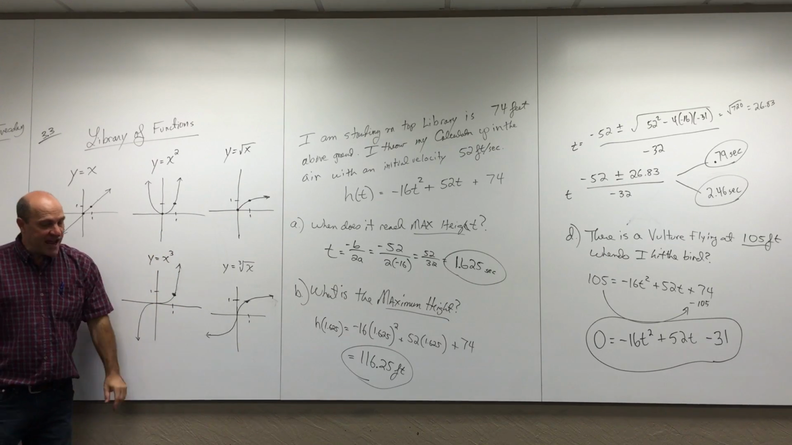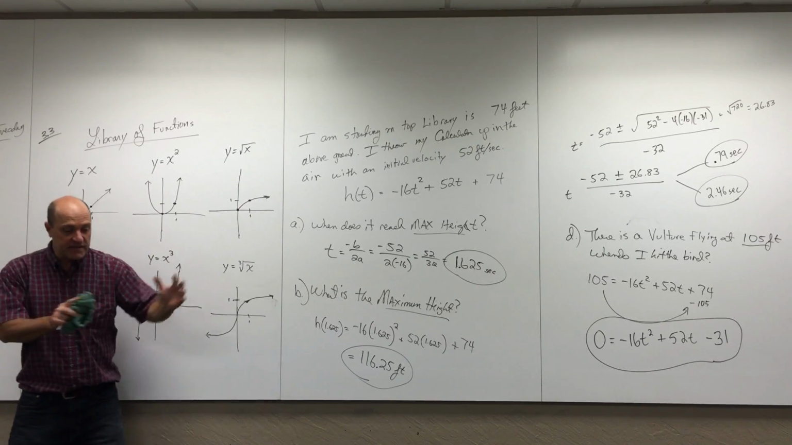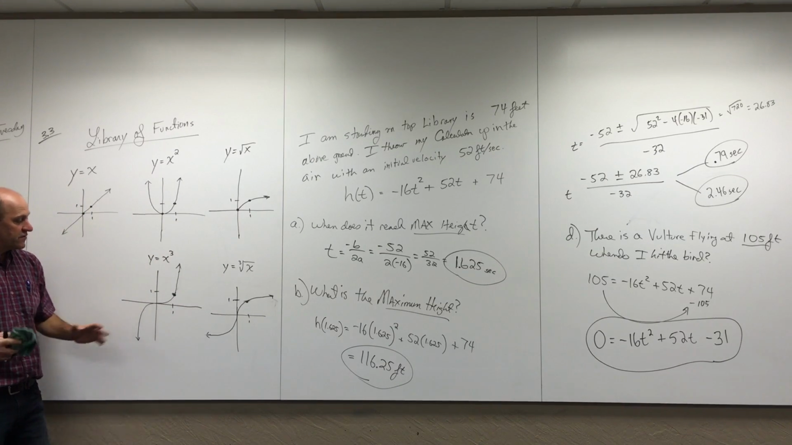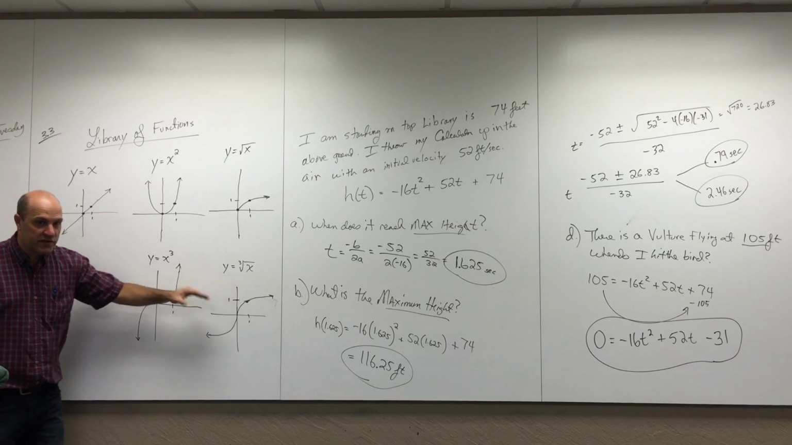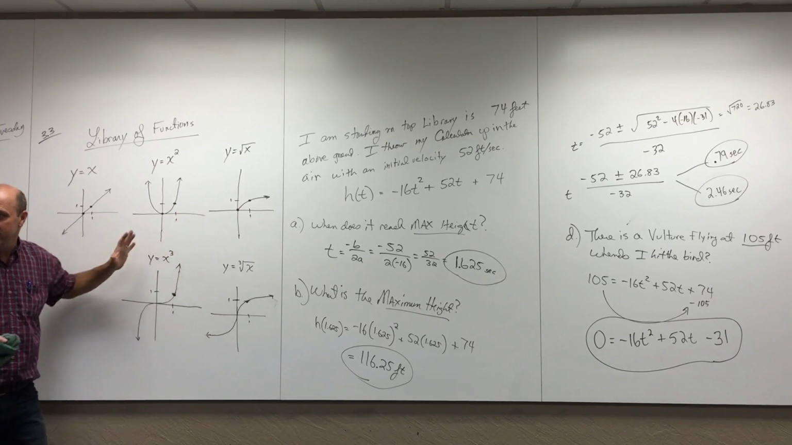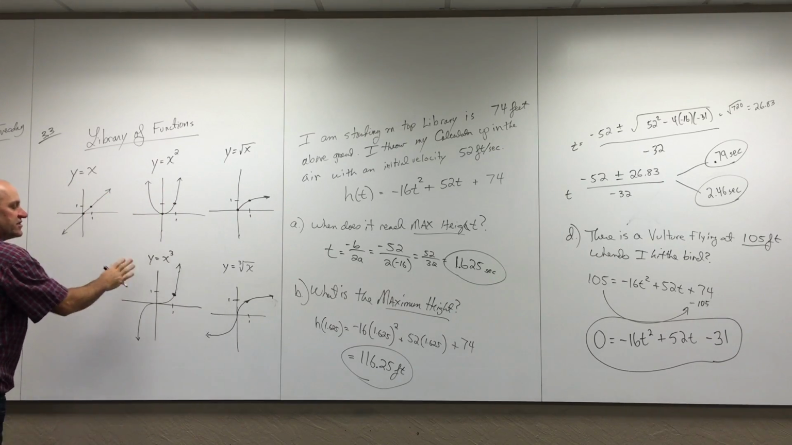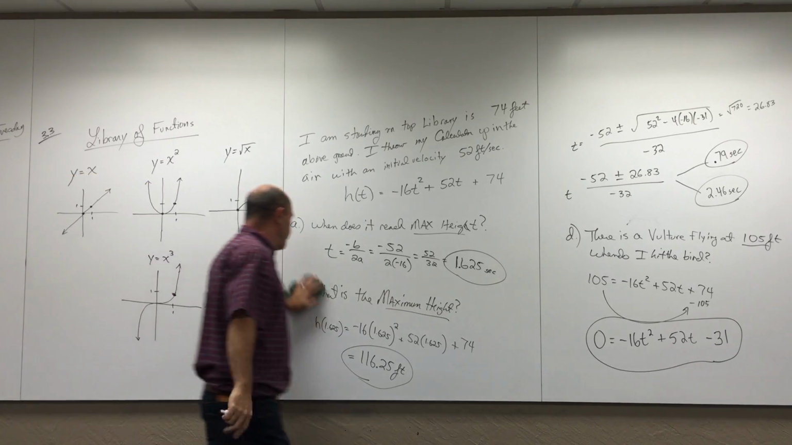I think next chapter we start shifting these things around. It doesn't happen this chapter. So next chapter we can shift this around and we can move them over 12 units, move them up 15 units. I'll teach you that. Right now I want you to memorize basic shapes before we shift them.